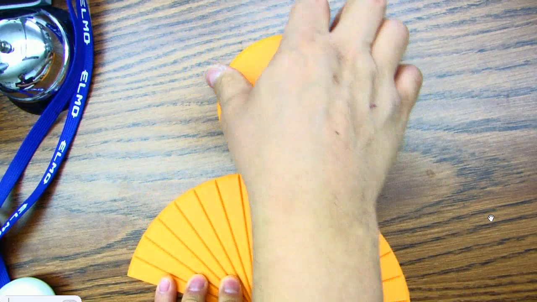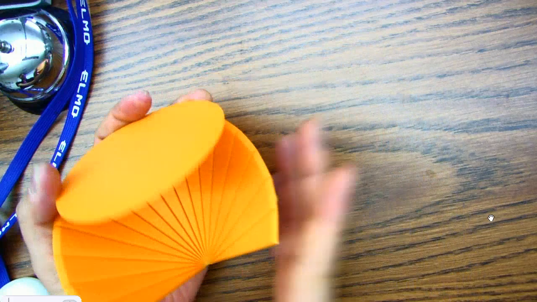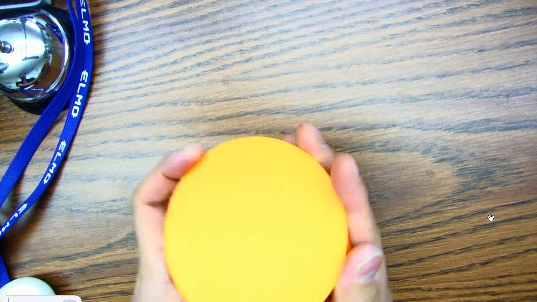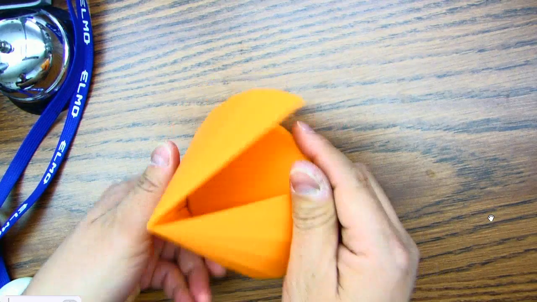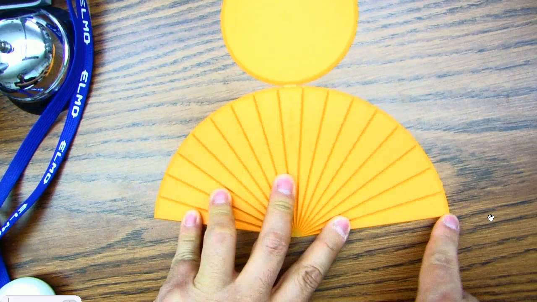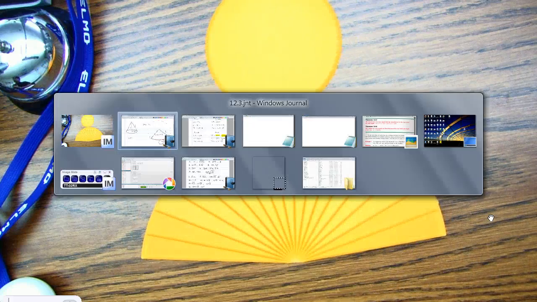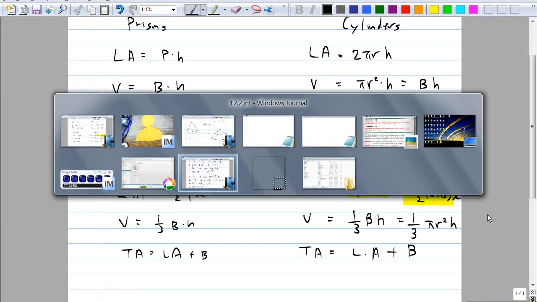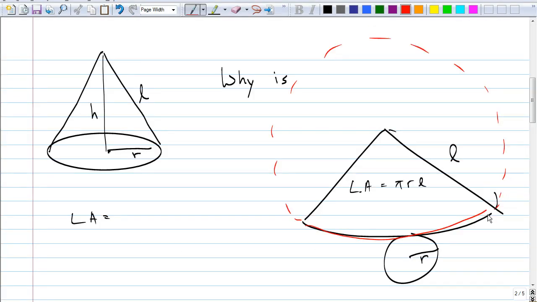Well, let me give you a hint. Watch this. When I do this, it wraps the whole base around exactly, right? Doesn't it? So can you tell me how long the length of this arc is? How about Jack? What is that length? Arc length. Length of the arc. That's exactly right. Would you agree? It's the same as the circumference of the base, because it wraps around that base exactly, right? Does that make sense?